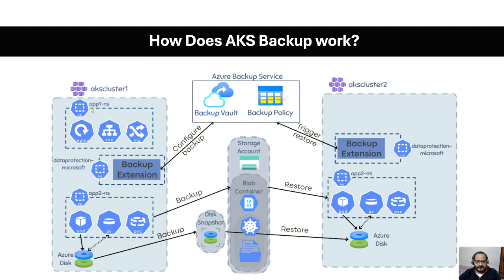Now you can see in the app1 namespace we have a deployment, services and ingress. Those pods are deployed as part of the app1 namespace. In the app2 namespace we again have pods and a persistent volume claim. Those pods are running as part of your app2 namespace, and these persistent volumes are mounted with Azure Disk. Now you can see the backup extension.